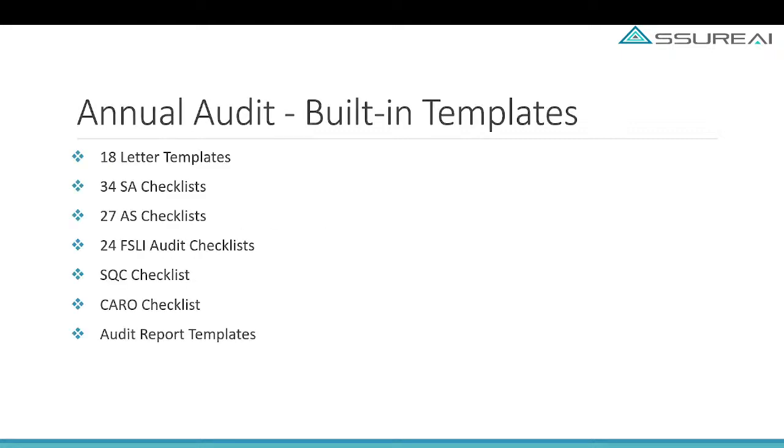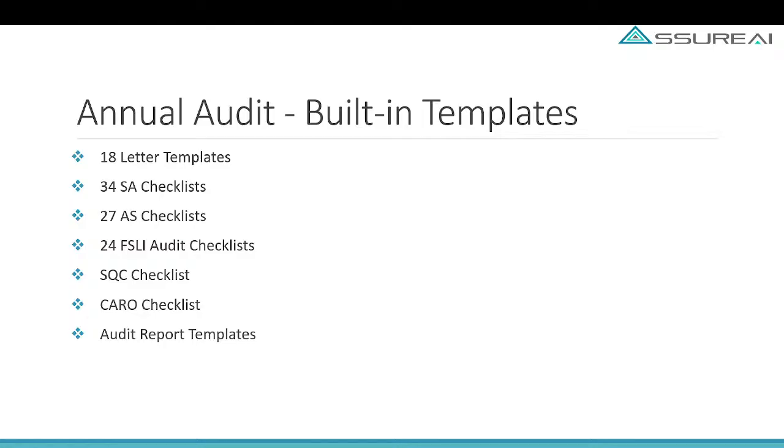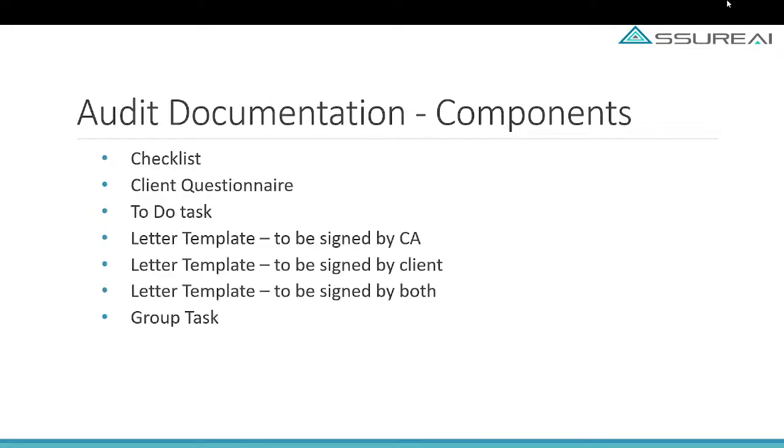And there are 18 letter templates, 34 SA checklists, 27 AS checklists, FSLA checklist, SQC checklist, CARO checklist, and audit reports. All these things are inbuilt. The users will be able to perform tasks one by one, and then proceed to submit for review. Once it is submitted for review, it will go for approval. Once it is approved, it will be marked as complete, and a work paper will get generated. Now I'll show for one sample checklist procedure how we can create a checklist.